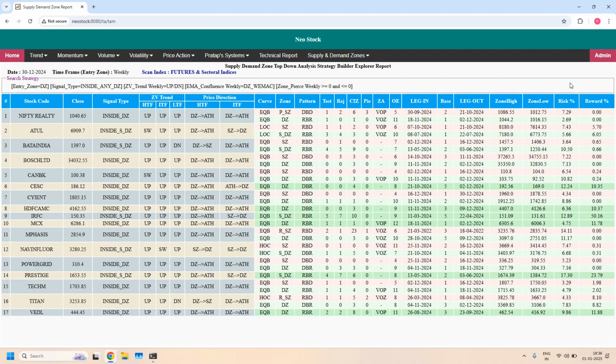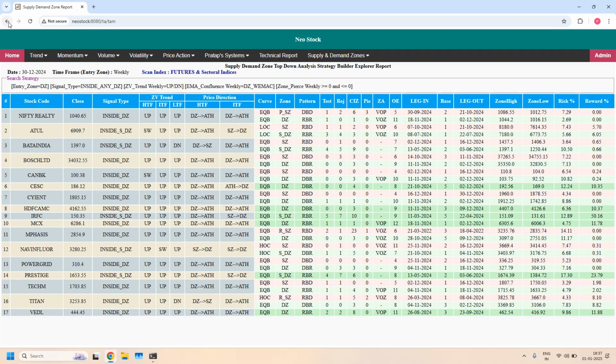Now let's filter. Now the list has come down to 17 stocks. In all these 17, the weekly demand zones are having a weekly EMA confluence, and also current price closed inside these weekly demand zones.